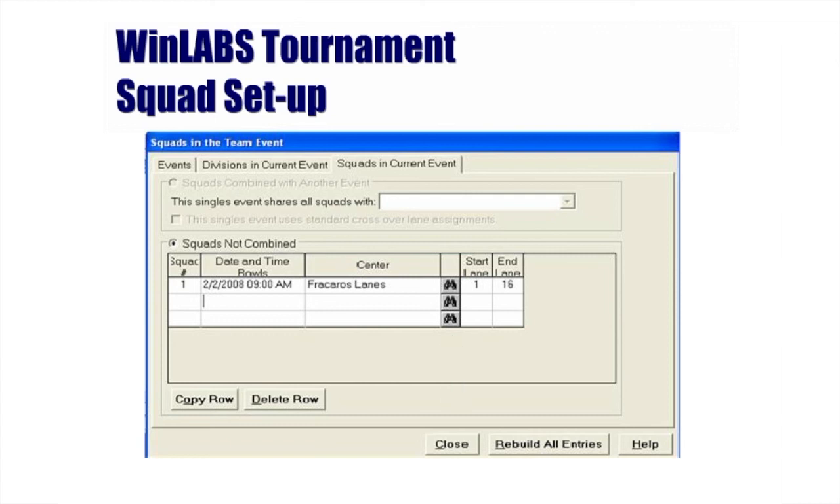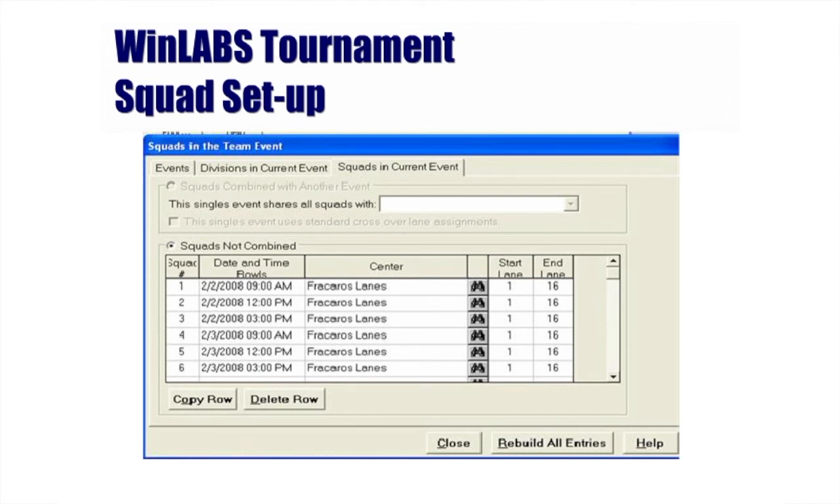The last element of a squad is the lanes that the event will be using. The number of lanes indicated here will be a determining factor governing the number of teams that can be assigned to the squad. Do not include all the lanes that a center has if they have not all been allocated to your tournament. For example, a 48-lane center may only offer lanes 25 through 48.